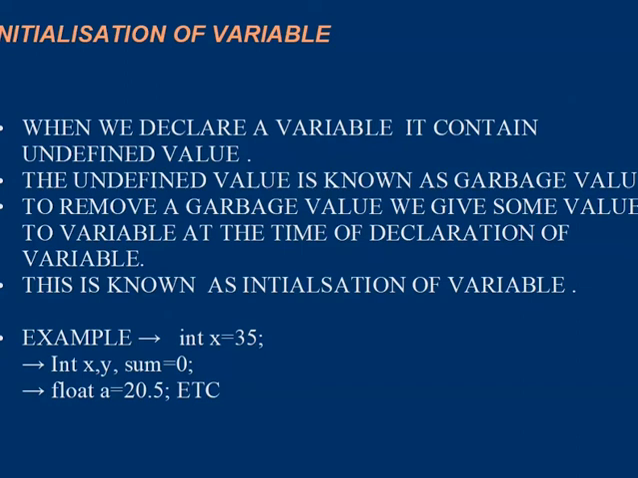Similarly, int x, y, sum = 0. Here these three variables, sum, y, x, are of int type, but here only sum is initialized with the value 0. Similarly, float a = 20.5. Here a is a variable of float type, and you have initialized it with the value 20.5. Many more examples can be there, and you will get more familiar with these initializations and declarations while doing programming.